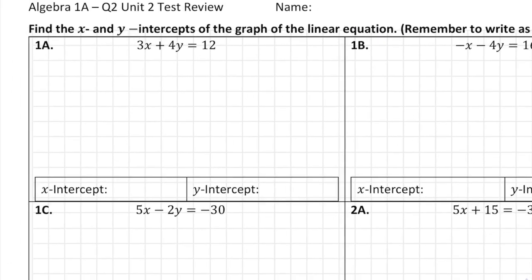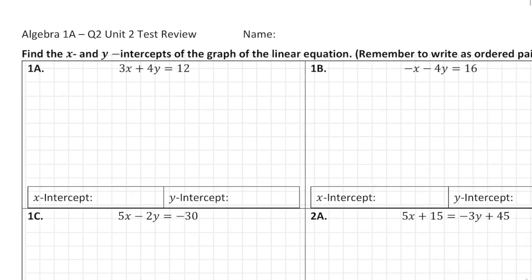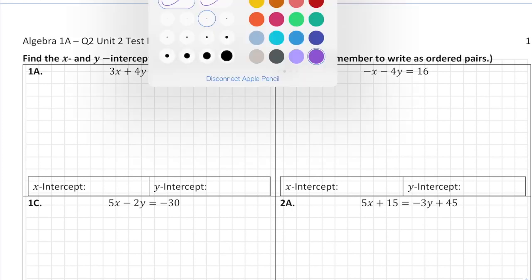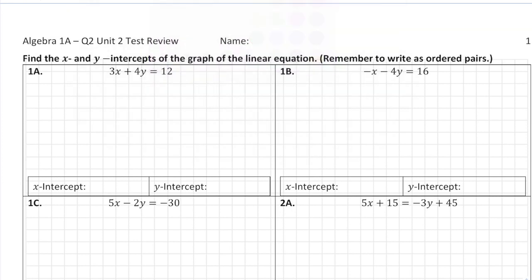Okay. Starting with 1A, find the x and y intercepts of the graph of the linear equation. And we want to write these in ordered pairs. Now remember, to find an x-intercept, you set y equal to 0 and you solve for x. To find a y-intercept, you set x equal to 0 and then you solve for y. So I'm going to go ahead and go through that here. I'll start with my x-intercept.